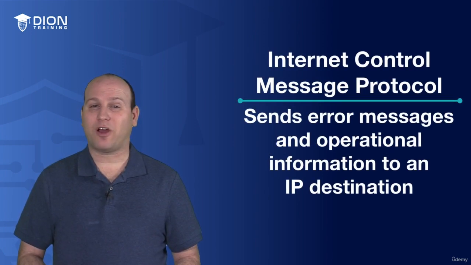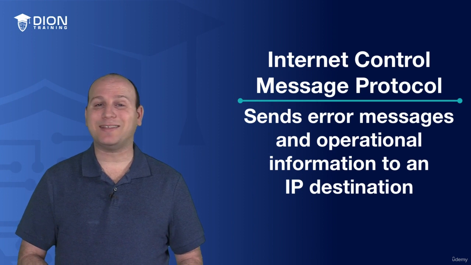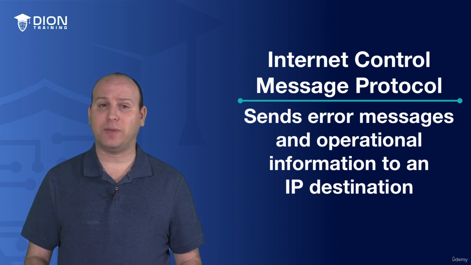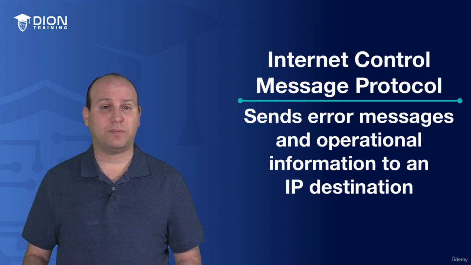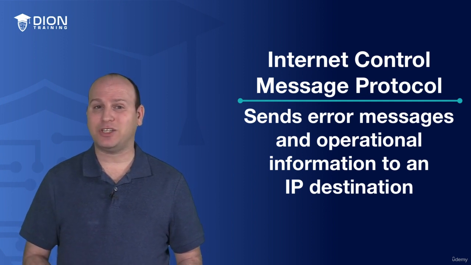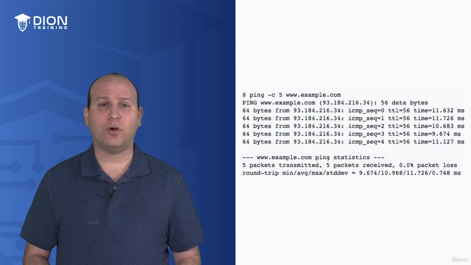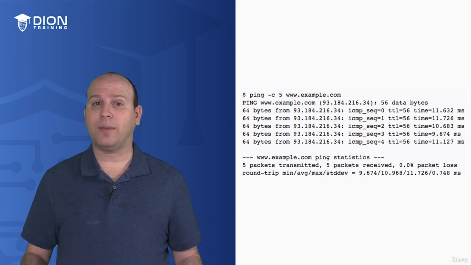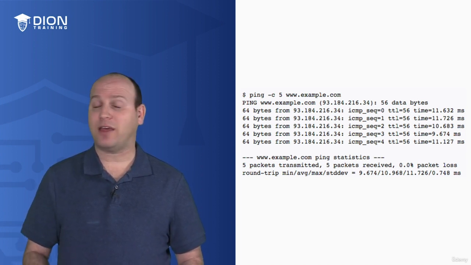The next thing we need to talk about here at Layer 3 is known as ICMP, or the Internet Control Message Protocol. ICMP is used to send messages and operational information to an IP destination. The most commonly used one is known as ping, P-I-N-G, and we're going to talk specifically about that tool in our troubleshooting lecture. As you can see in this example, we can send out a single packet as a test to example.com, and when it comes back, we can then say if that site is up or down. This is what ping does.